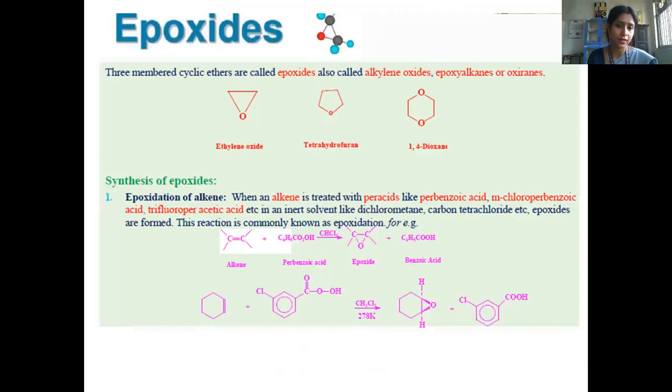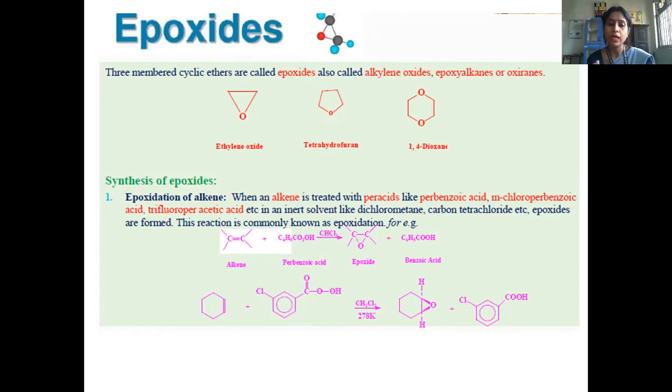Next, we come to epoxides. So what are epoxides? Like I told briefly in the previous lecture, all the cyclic ethers are called epoxides, especially the three-membered cyclic ether. It is also called oxirane. Like ethylene oxide, that is called an epoxide. When it is a 5-membered ring including an oxygen atom, it is called tetrahydrofuran. When it is a 6-membered ring and there are 2 oxygens, it is called 1,4-dioxane. Now we will see how to prepare this.